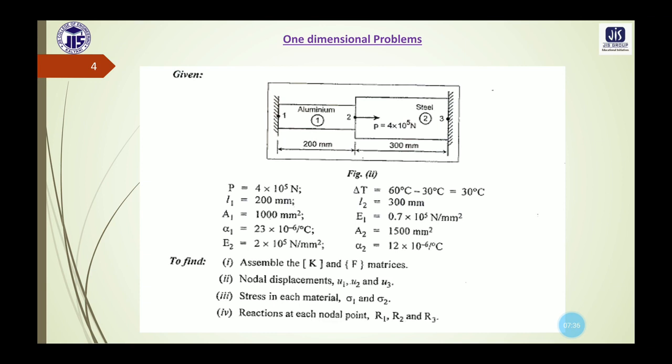So we need to find four different things. First, we need to assemble the stiffness matrix and the force vector. Then we need to find the nodal displacements U1, U2 and U3. Then the stress in each material, which are sigma 1 and sigma 2. And the reactions at each nodal point, which are R1, R2 and R3.